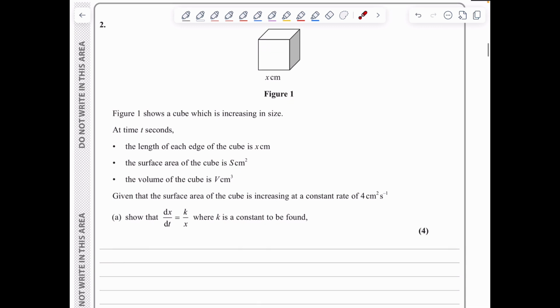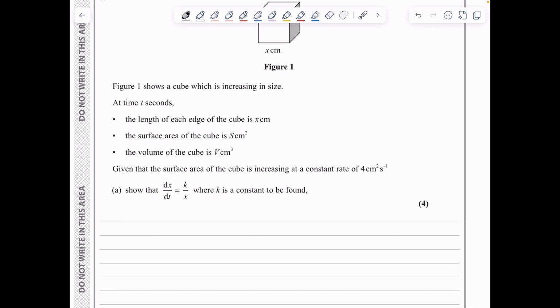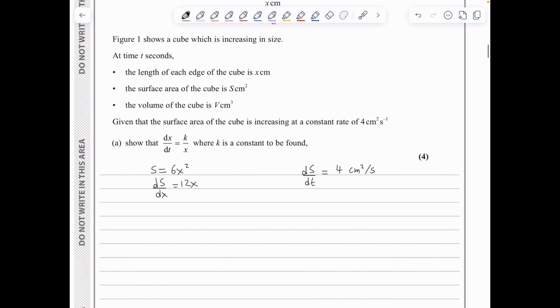Well, let's start by writing down an expression for the total surface area capital S, which is equal to 6x squared, because we've got 6 identical faces, each with an area of x squared. This means that dS/dx is simply going to be 12x. And we also have that dS/dt, the rate of change of the area with respect to time, is 4 square centimeters per second. So we're looking for dx/dt.